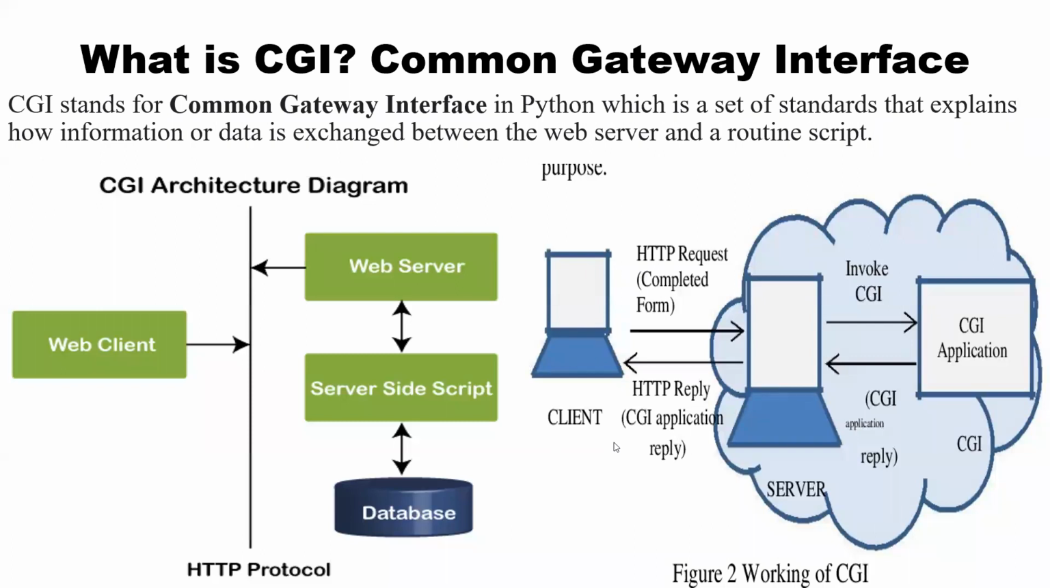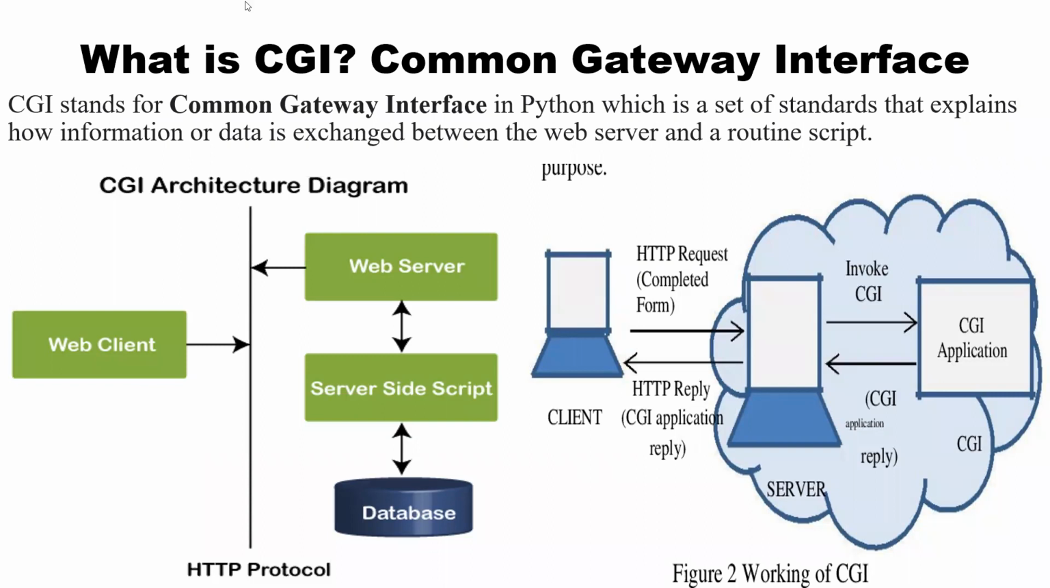Okay, first we need to discuss the subject. So today's topic is what is CGI? CGI is nothing but Common Gateway Interface. Okay, CGI stands for Common Gateway Interface in Python, which is a set of standards that explains how information or data is exchanged between a web server and a routine script.